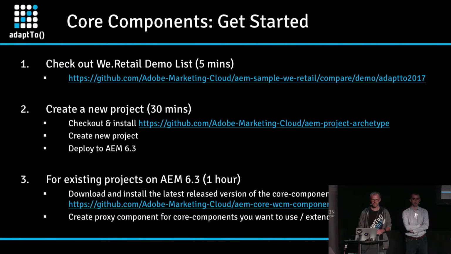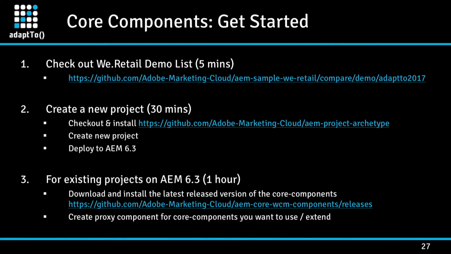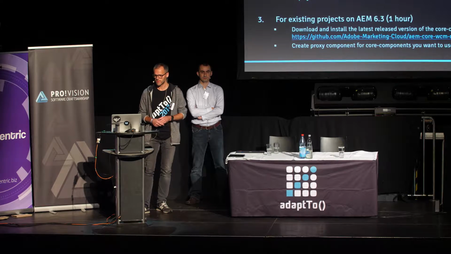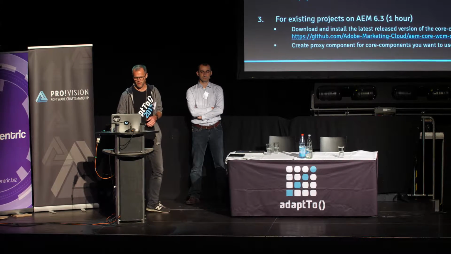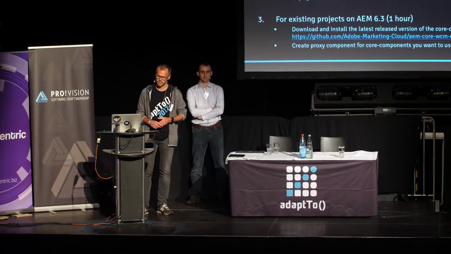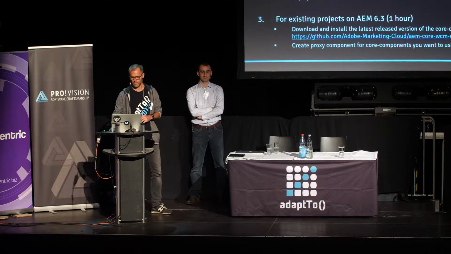And if you have an existing project which just got merged to or upgraded to 6.3, and you are not able to create a new project from scratch, of course you can install the content package of our latest released version. You can download it from our GitHub page and create all the proxy components by hand for yourself, and only for those components you really want to use in your project, which is a little bit more effort, but you should be fine within 1 hour.